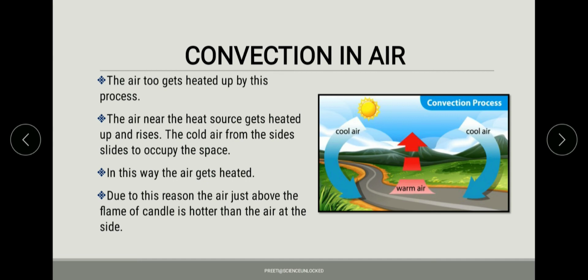So in both cases we have observed that the particles, after getting heated up, become lighter and rise higher and higher, and a vacuum is created from where the particles have escaped. Ultimately the cooler particles take the place of that space from where the hotter particles have moved out.